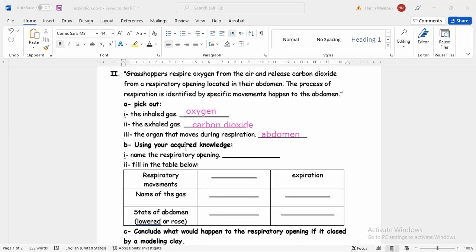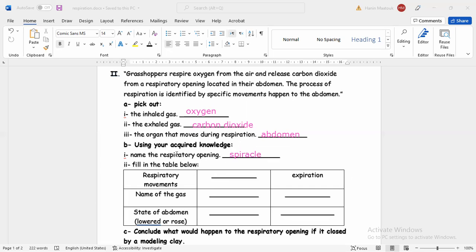Using your acquired knowledge. Acquired knowledge means from your study. Name the respiratory opening. Here in the paragraph, they mention we have a respiratory opening located in their abdomen. And in the book, we studied that this respiratory opening is called spiracles. So here, the respiratory opening will be spiracle.